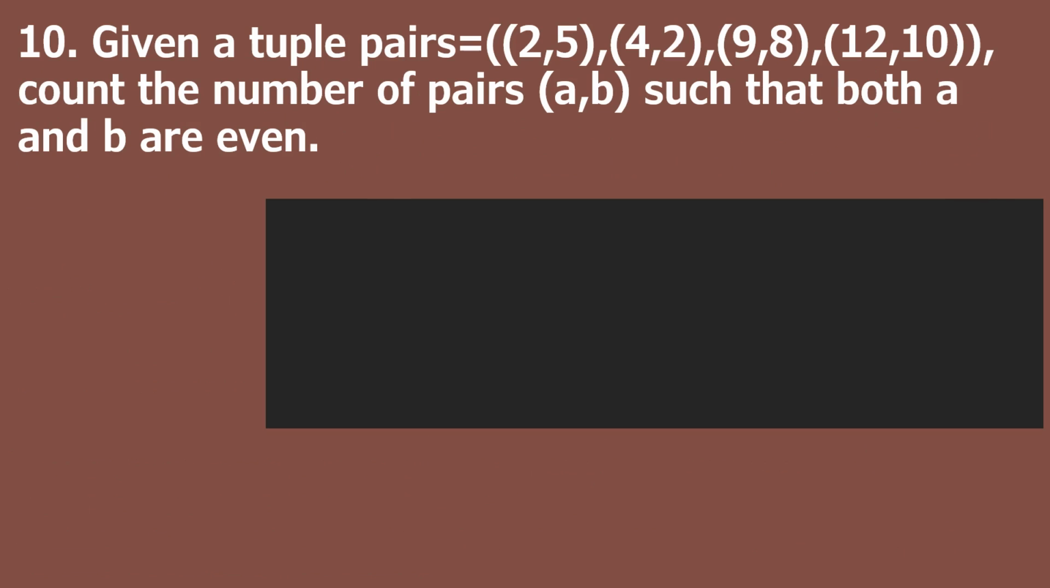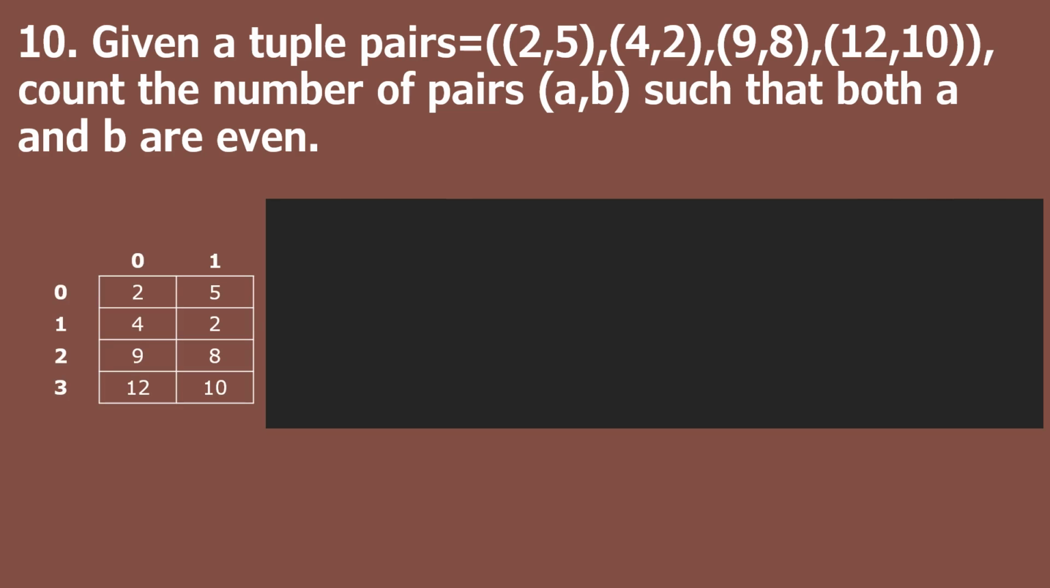Now, given a tuple pairs equal to (2, 5), (4, 2), (9, 8) and (12, 10), count the number of pairs (A, B) such that both A and B are even. So you can see your tuple is looking like this. If you just represent it in a two-dimensional matrix form, then you can see (2, 5) is present like this.